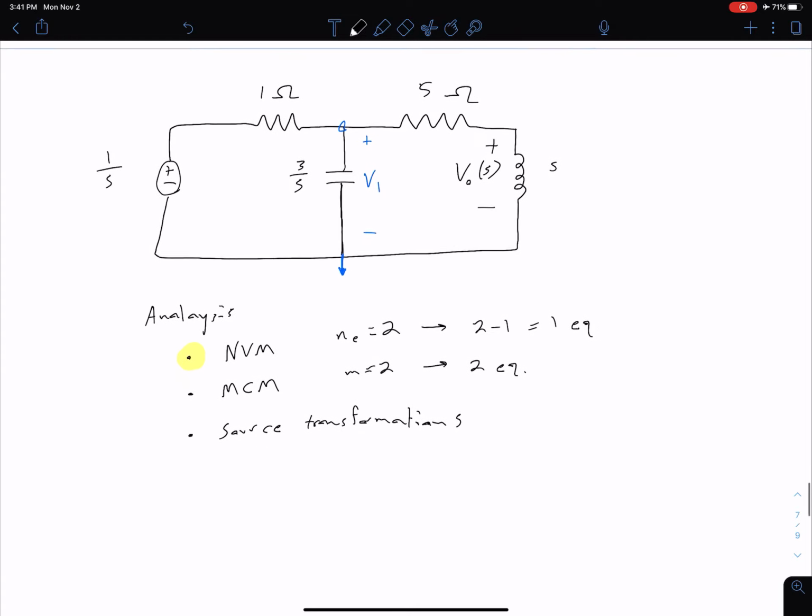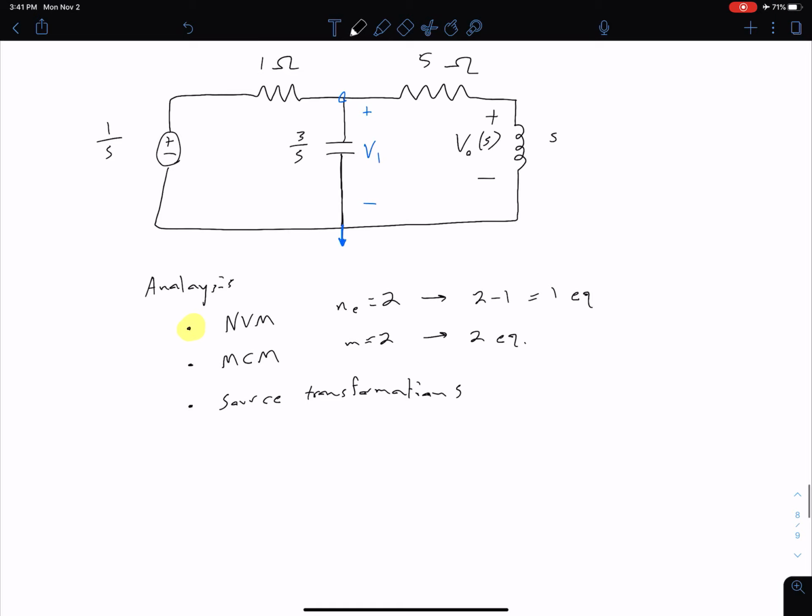We're then going to write an equation at node 1. Doing the same technique we did before, we have our voltage V1 minus the voltage of the source on the left, so V1 minus 1 over S, divided by the resistance of 1. Remember, for node voltage, we're essentially summing currents. So I've just done the equation for our current going out the left. Now we're going to do an equation for our current out the bottom and our current out the right.